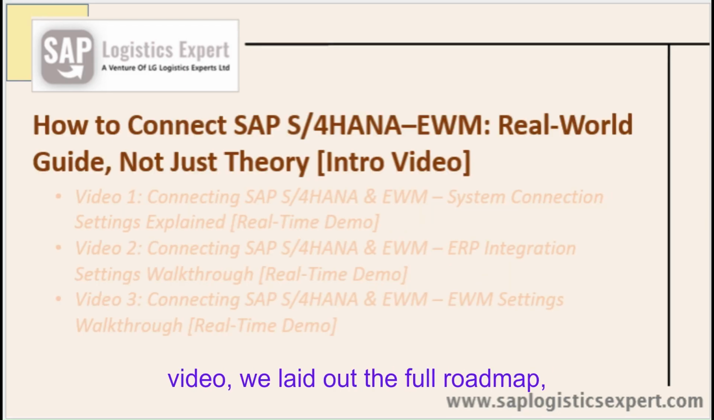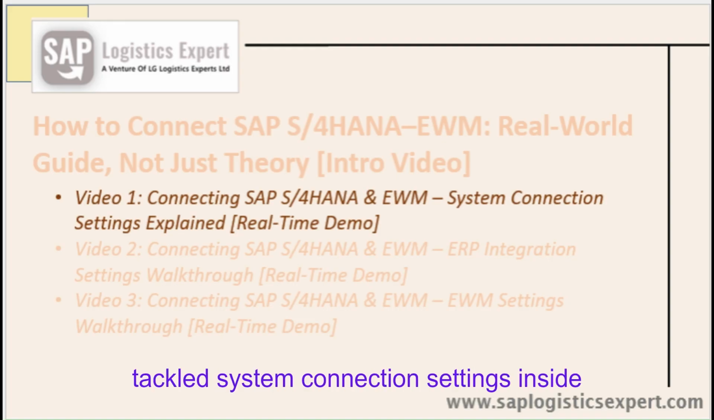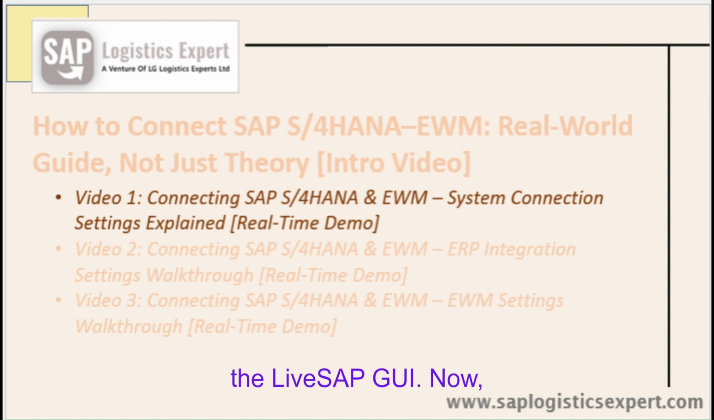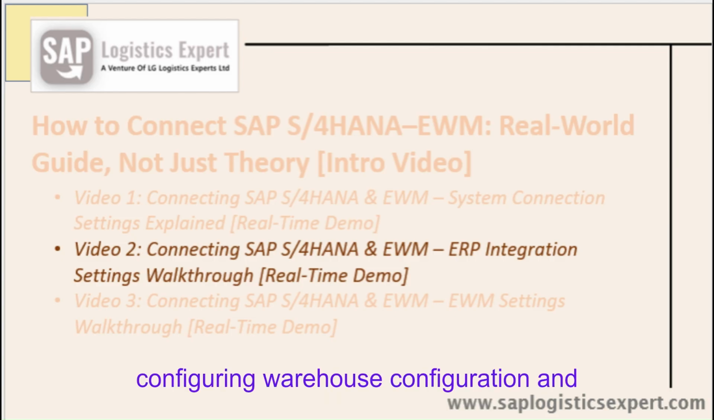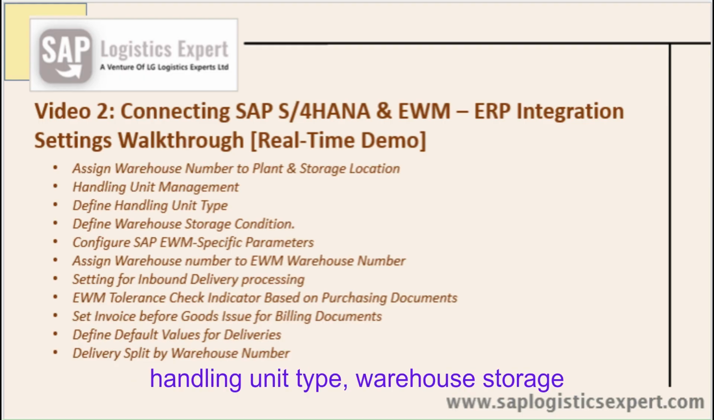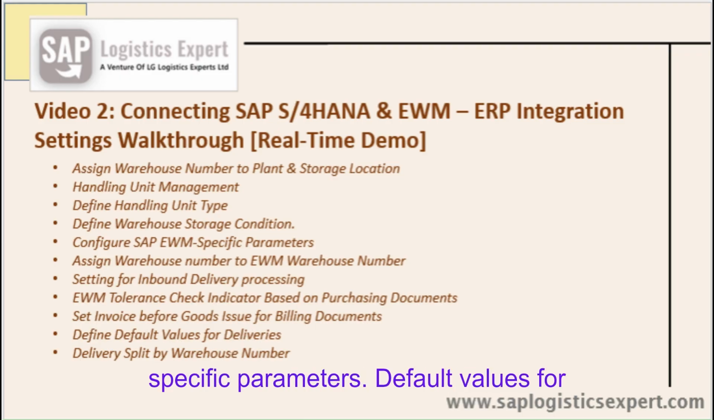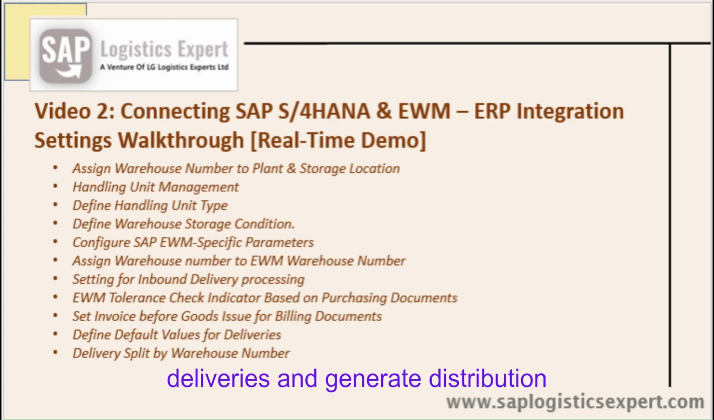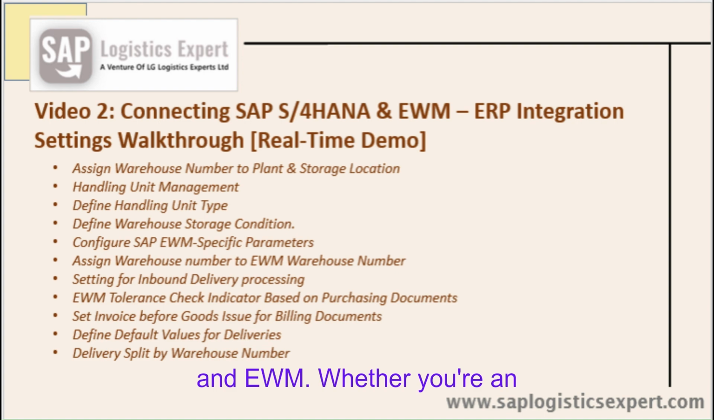In our intro video, we laid out the full roadmap, 3 hands-on steps to seamless integration, and in video 1, we tackled system connection settings inside the live SAP GUI. Now, in this second chapter, we will dive into the ERP integration layer, configuring warehouse configuration and assignment to plant and storage location, handling unit type, warehouse storage condition, SAP EWM-specific parameters, default values for deliveries and generate distribution model for transaction data transfer to SAP EWM, etc., to ensure real-time data flow between S/4HANA and EWM.